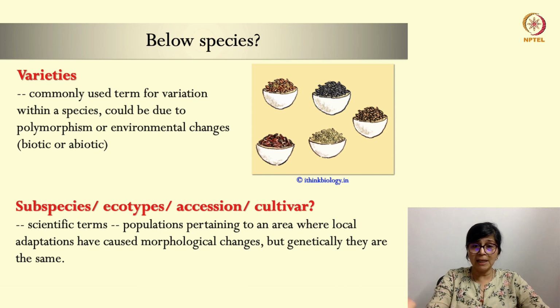Cultivar is again a very technical term. A cultivar is more associated with artificial selection, not natural selection. Okay, so these are some technical terms. I just thought I would bring it up here, but you don't need to go into too much detail on this.